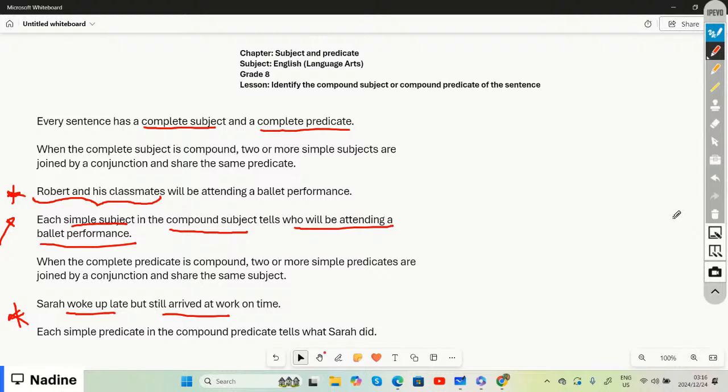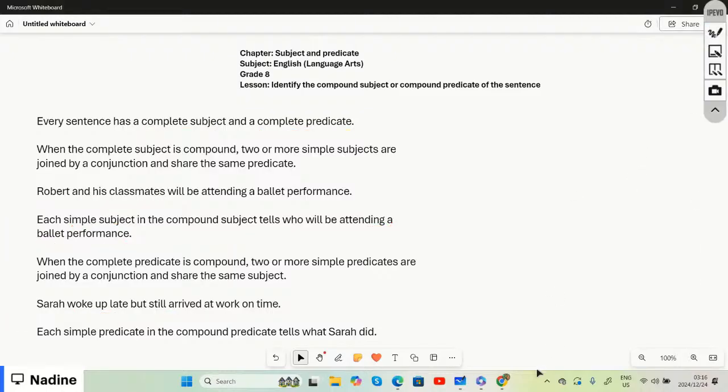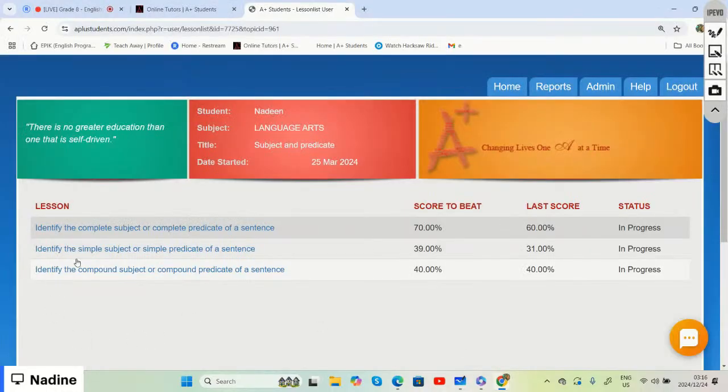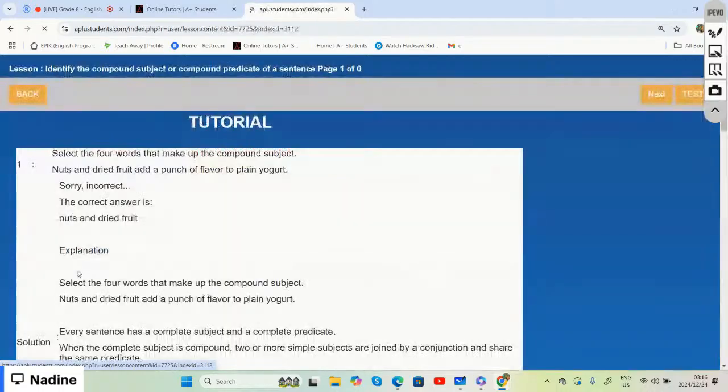All right. So now let's go to aplusstudents.ca and we're going to identify the compound subject or compound predicate within a sentence.